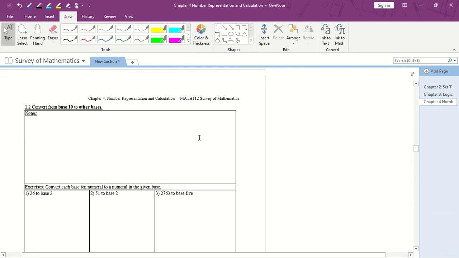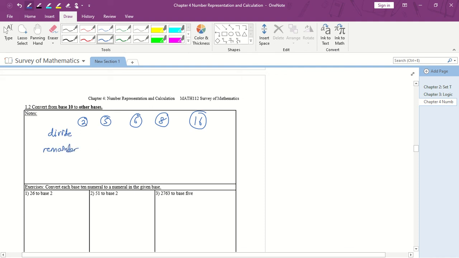Once we get how to convert to base 10, now we need to learn how to convert from base 10 to other bases. This time we learn about base 2, base 5, 6, 8, and 16. No matter what base it is, remember, the key two things that we need to know are that we need to divide and we need to find the remainder.